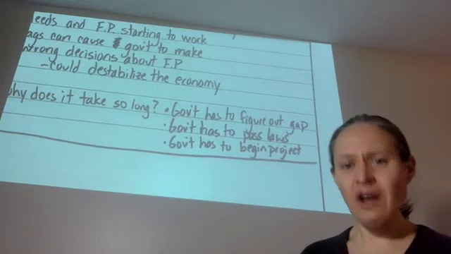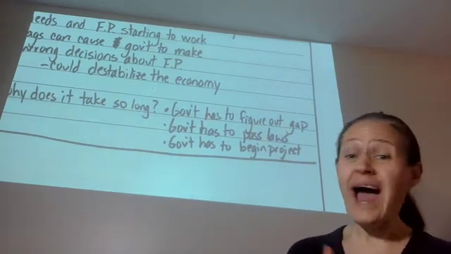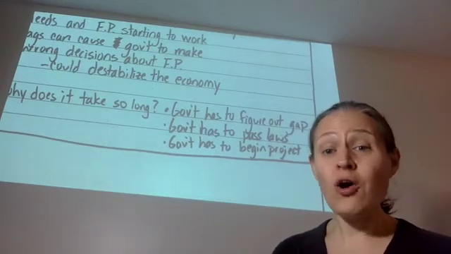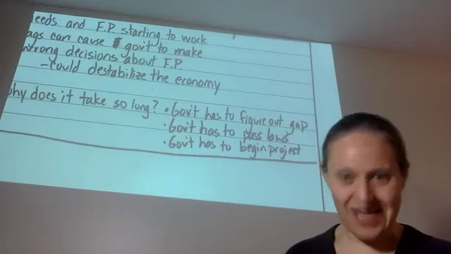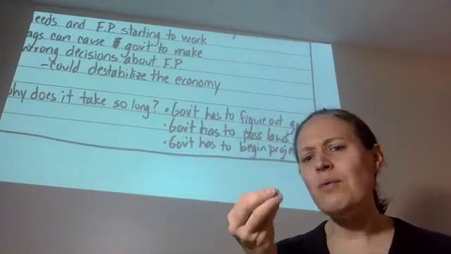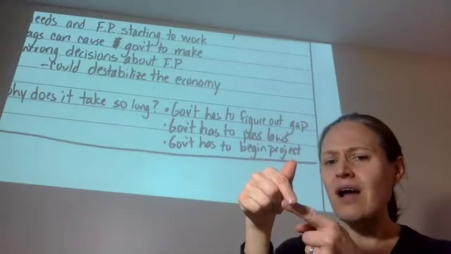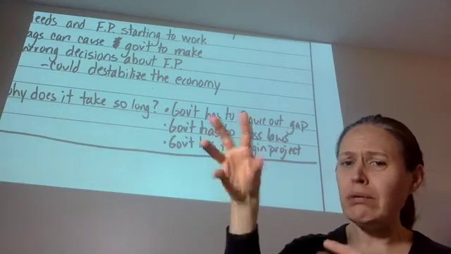Well, first of all, the government has to figure out what type of gap we're in. If we're in a recessionary gap, how far into it are we? Or are we in an inflationary gap? That takes time. It takes time to measure the real GDP. It takes time to measure the unemployment rate. And if the unemployment rate went down, is it a trend where it's going to continue to go down, or did it just go down and it was just a little blip?